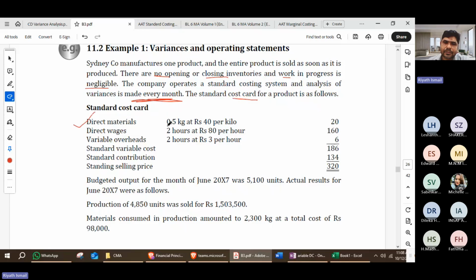Direct material per unit requires 0.5 kilograms. Each kilogram costs 40 rupees. Therefore, to produce 1 unit of the product, it costs 20 rupees.